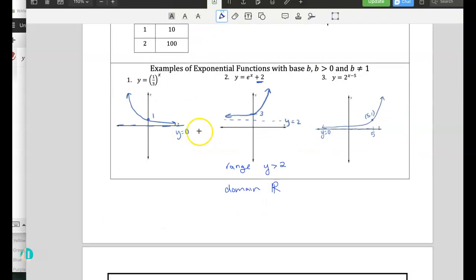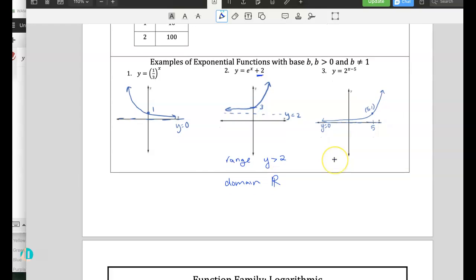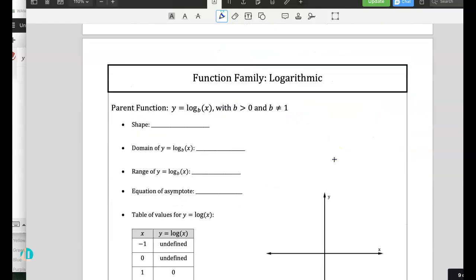Again, down here are some examples. This is a decay function because it's a fraction. It's greater than 0, but it's less than 1, so it's going to shrink down. It's going to get smaller and smaller. These are two growth functions. Let's look at logs now.